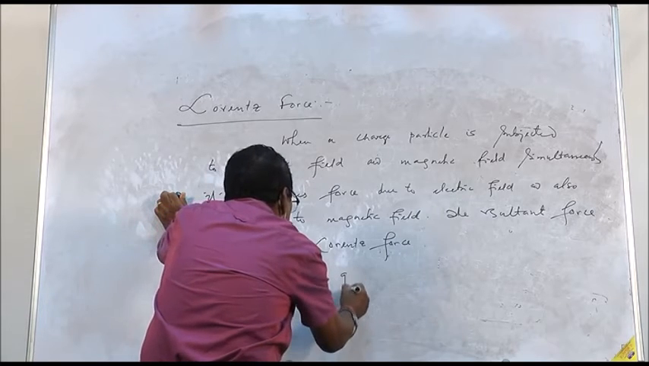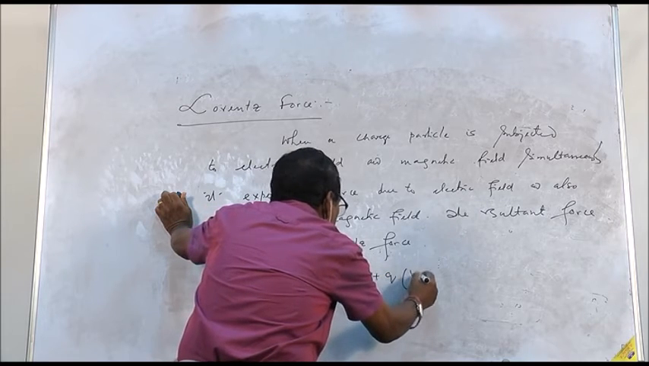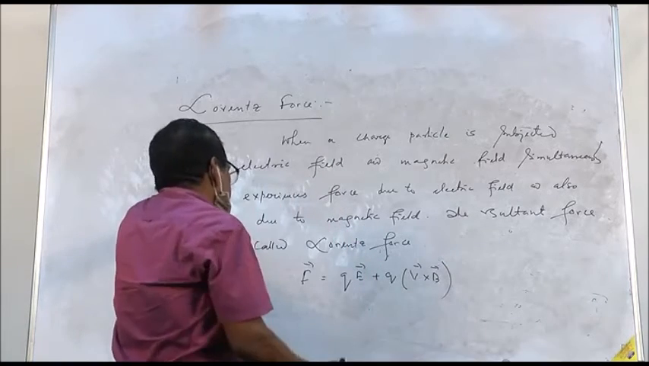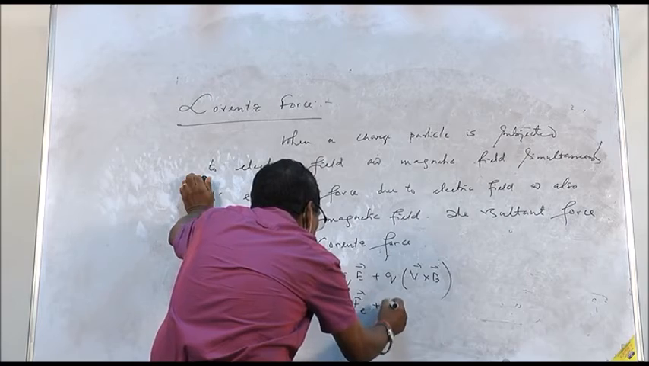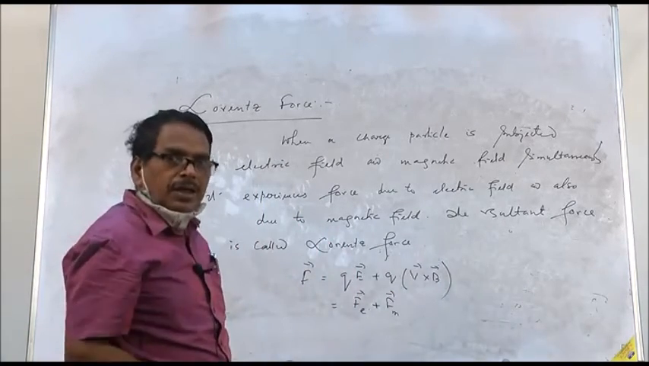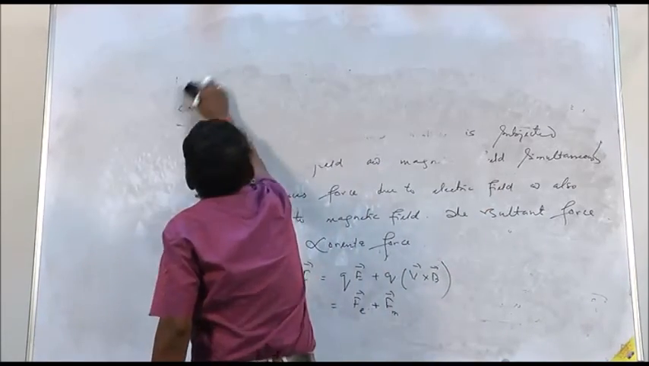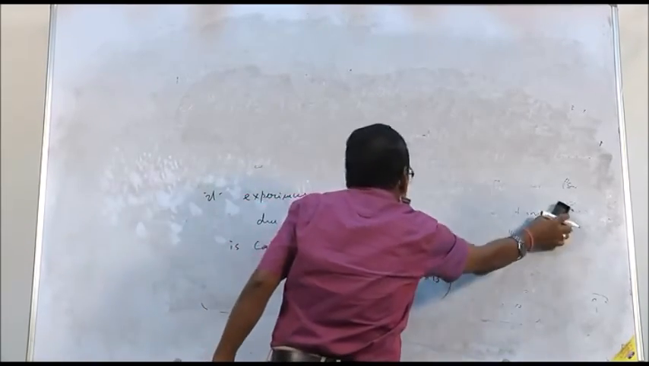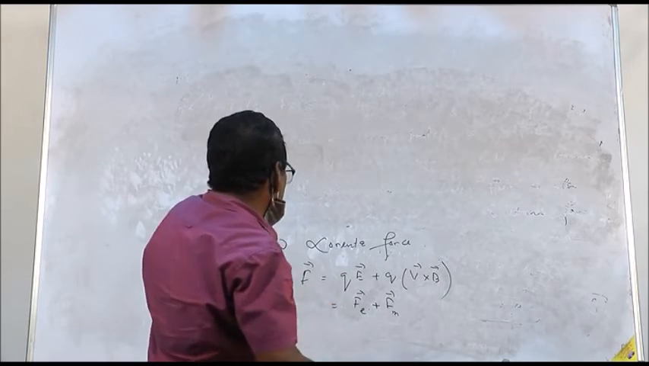F is equal to QE plus QV cross B. That is your Fe plus Fm. Fe is force due to electric field, Fm is force due to magnetic field. Charged particle is Q, electric field strength is E, magnetic flux density is B. So, what is the force exerted? QE plus QV cross B, Fe plus Fm.